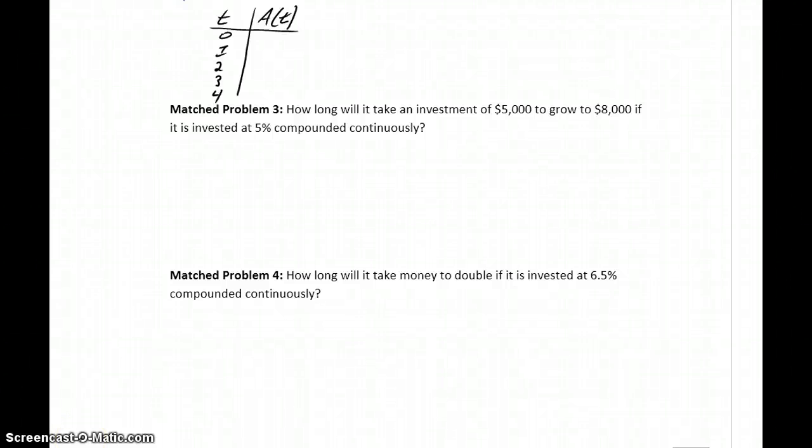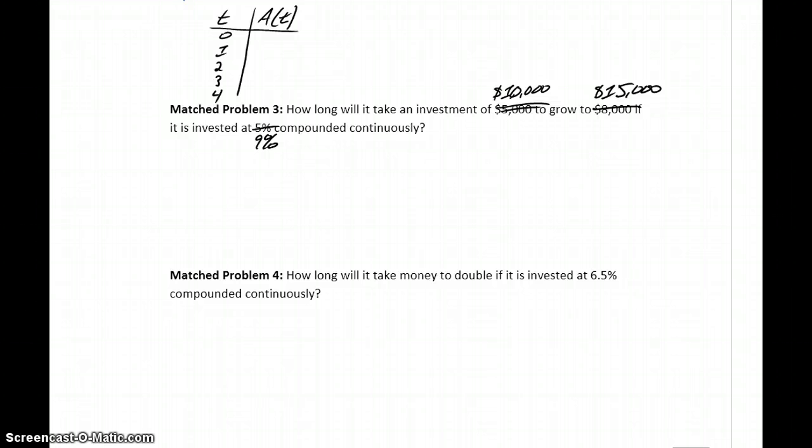Before we start match problem 3, I need to fix a couple of typos that I made here. This should be an investment of $10,000, which we want to grow to $15,000. If it's invested at 9% interest rate, compounded continuously.